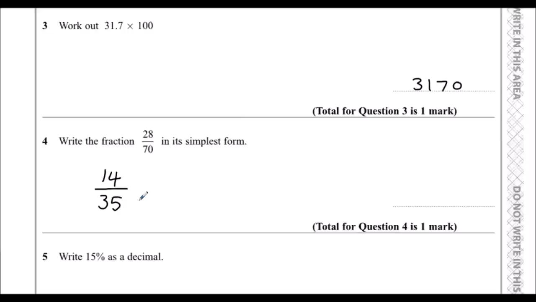Is there any number that 14 and 35 are both in the times table of? They're both in the 7 times table. So we can divide them both by 7 now. 14 divided by 7 is 2. 2 sevens are 14. And 5 sevens are 35. So we've got 2 fifths. 28 out of 70 is the same as 2 fifths.